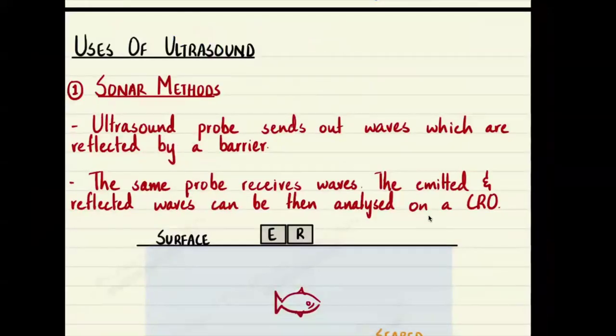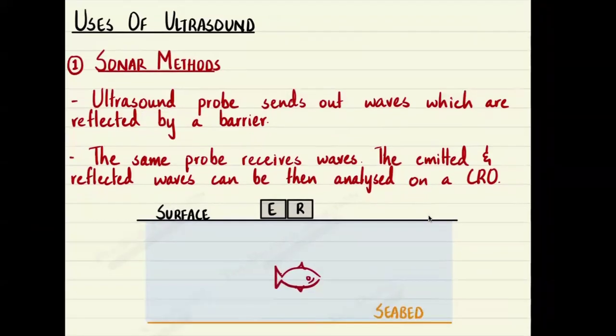So the first one of these is called sonar methods, which is basically using ultrasound to obtain some information. So the ultrasound probe sends out waves which are then reflected by a barrier. And again, something which is also cool about ultrasound is that the probe in itself is also the emitter, it's also the receiver. So the same probe also receives the waves. And the emitted and reflected waves can then be analyzed on a CRO to obtain different information.